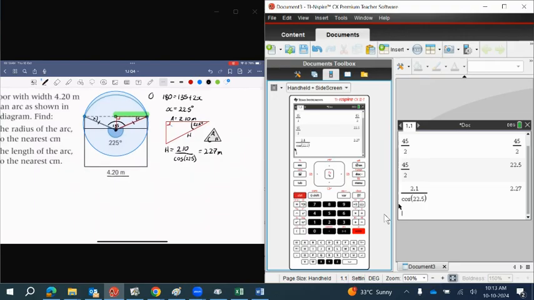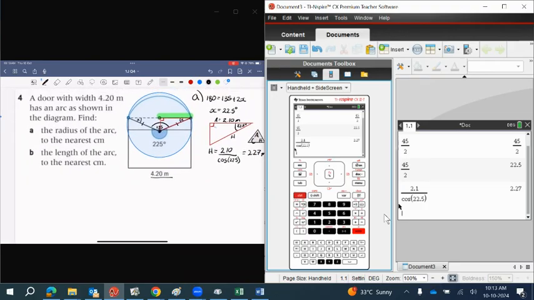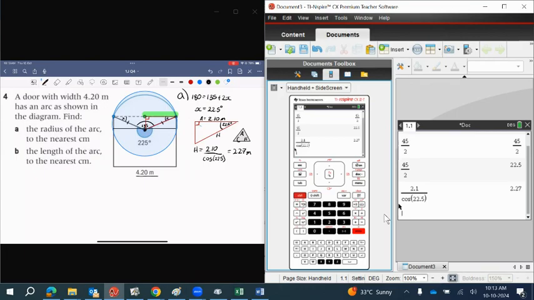So this is part A. Part B: what is the length of the arc to the nearest centimeter? Ooh, look at this, wait a second. That answer there is in meters, and this answer is to the nearest centimeter. So that is 227 centimeters. Make sure we give the answer correctly. So in B, length of the arc to the nearest centimeter.